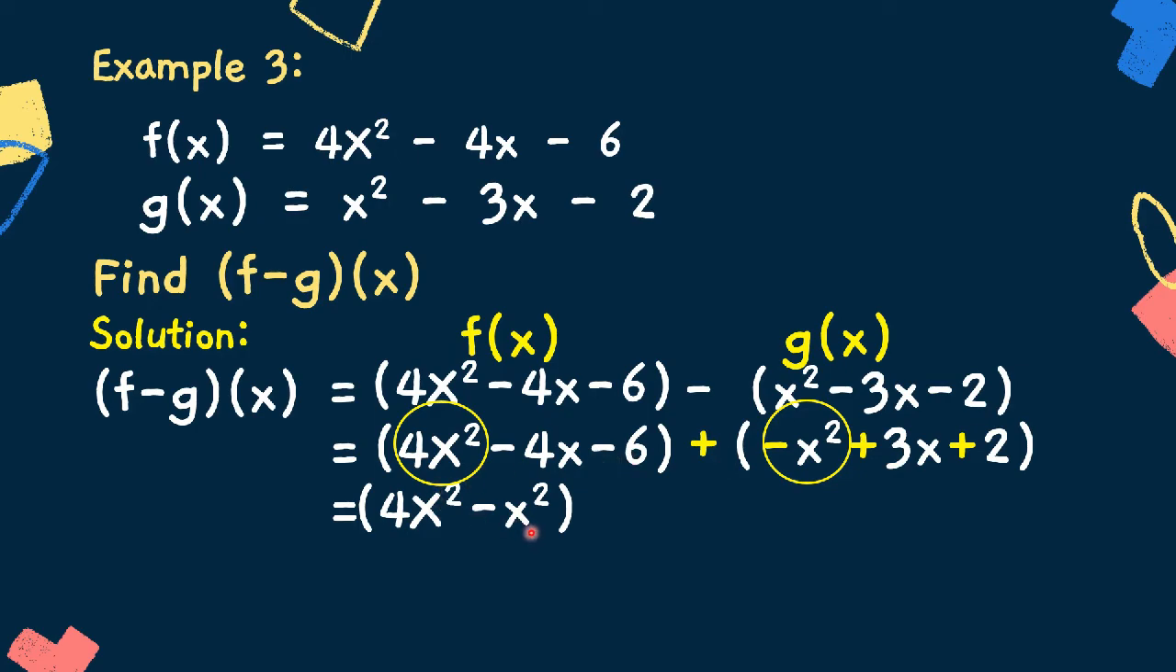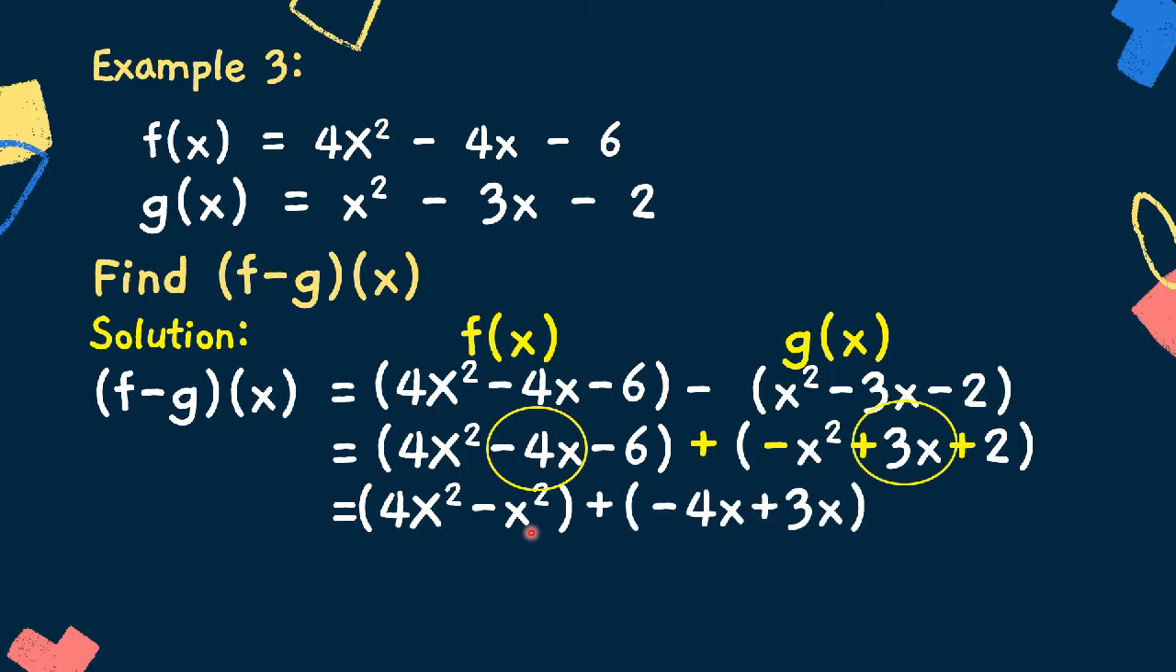Next to x squared is the second highest exponent, which is 1. And these are negative 4x and positive 3x. So we write them together. We have negative 4x plus 3x. Next, we have the constants. So we have negative 6 and positive 2. We write them together and combine them: negative 6 plus 2. After that, we have to simplify each term.